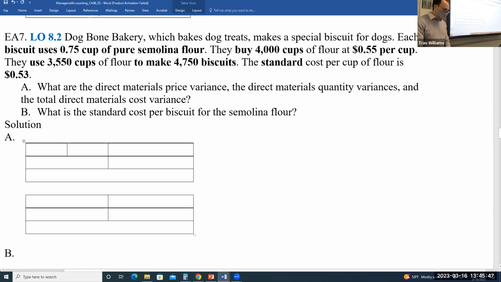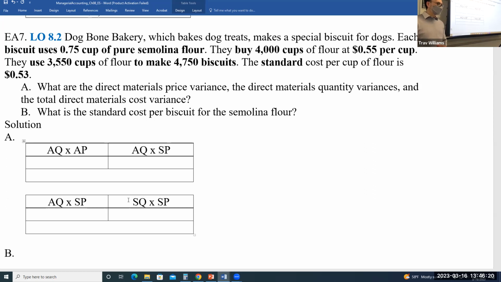So this is not too bad. We're just going to go ahead and plug in our formulas. Actual quantity times actual price minus actual quantity times standard price. That'll be our price variance. And down here, we have actual quantity times standard price minus standard quantity times standard price. That will be our quantity variance. And then we'll add the two together to get our total variance.